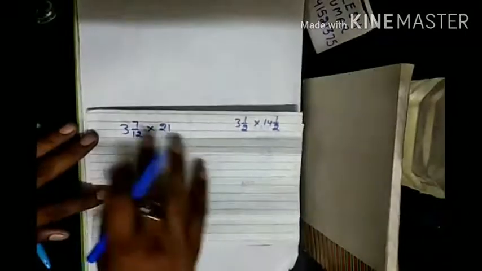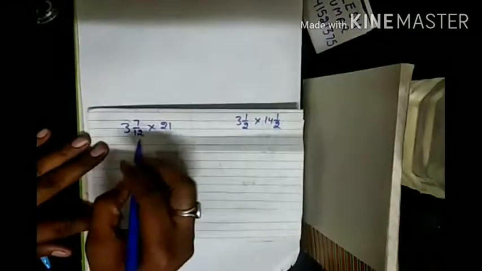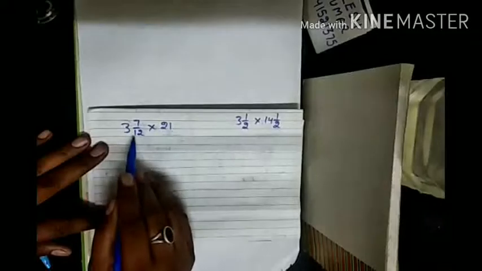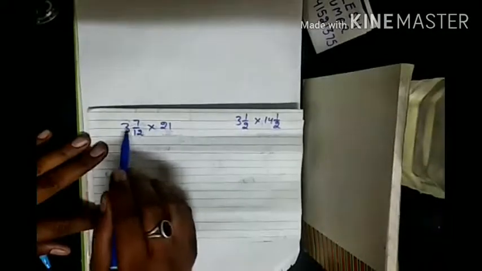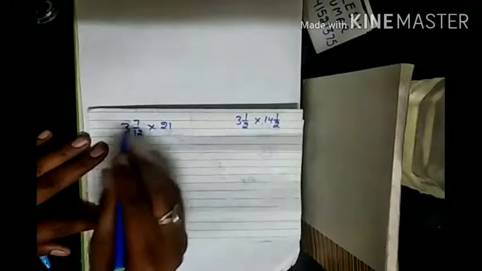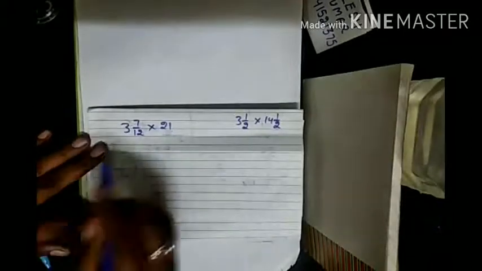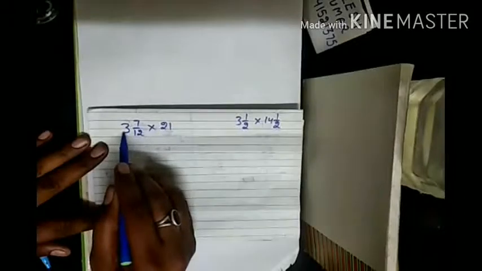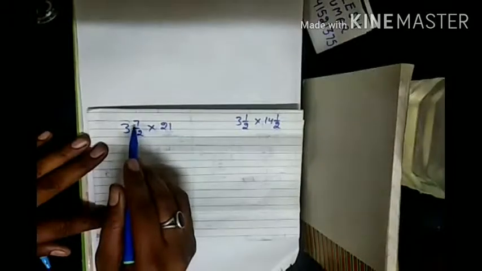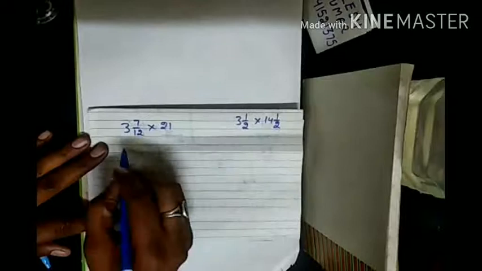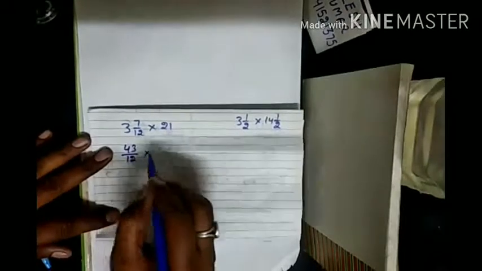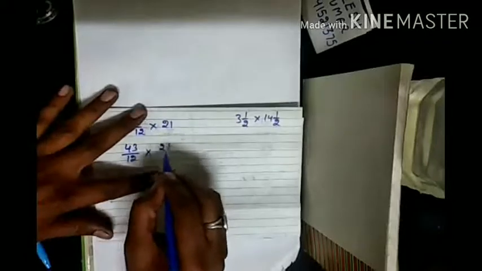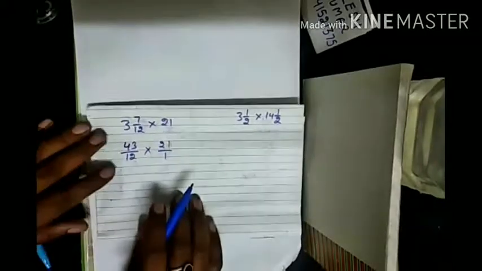Here we will solve these two fractions. Now first of all we will convert this mixed fraction into an improper fraction. So 12 multiply 3, 36, 36 plus 7, 43. 43 by 12, multiply 21, it means 21 over 1.